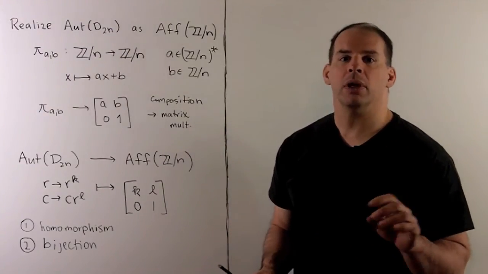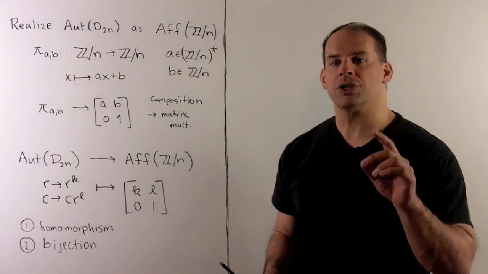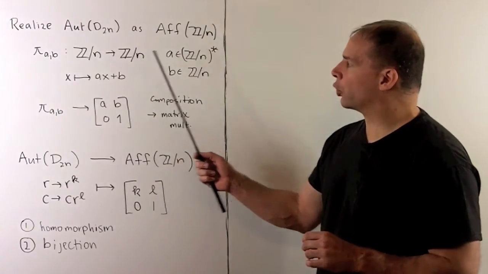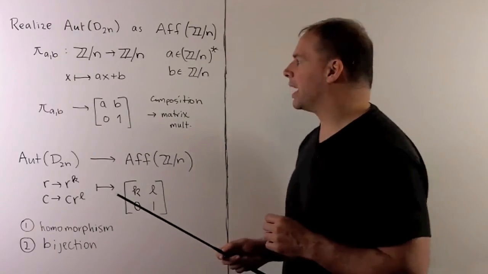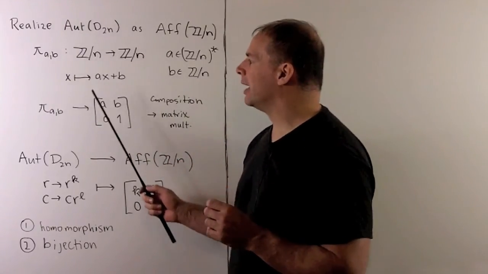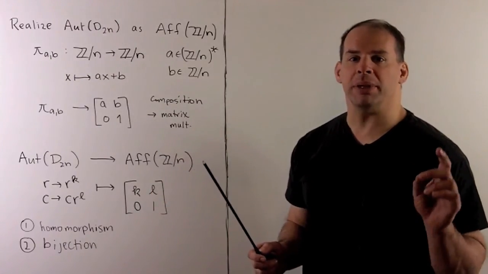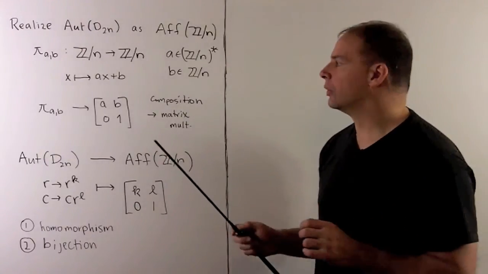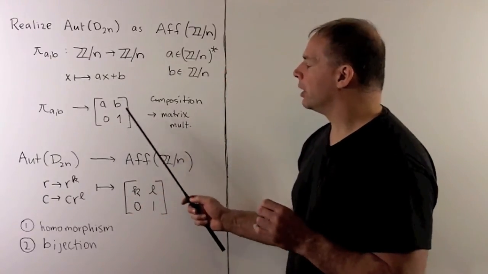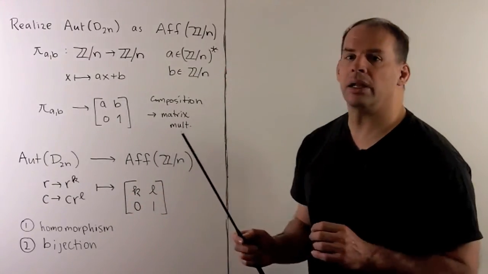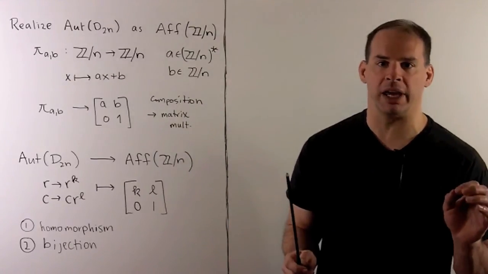As a final note, we could realize Aut of D sub 2n as a matrix group. First, we have the group of affine motions of Z mod n. So these are going to be the bijections from Z mod n to itself in the form x goes to ax plus b, where a is in Z mod n star, b is in Z mod n. To each of these maps, I can assign a matrix. This will be 2 by 2. We have (a b; 0 1). This will be a homomorphism if we carry composition over to matrix multiplication.